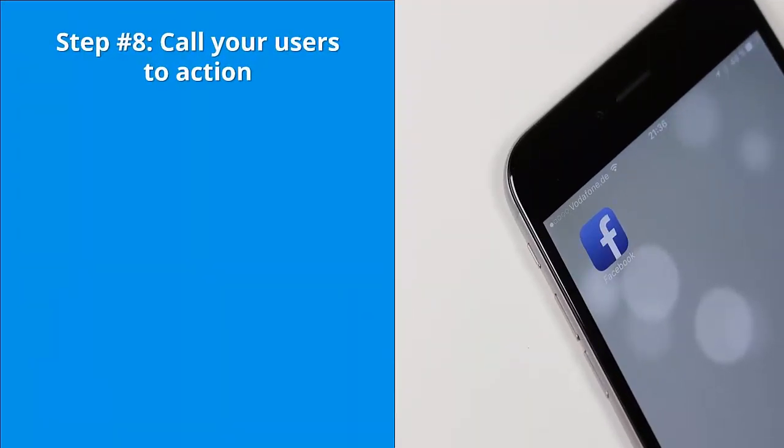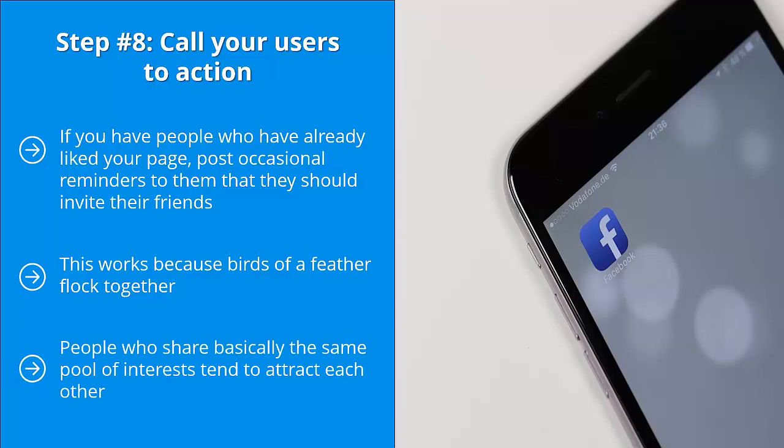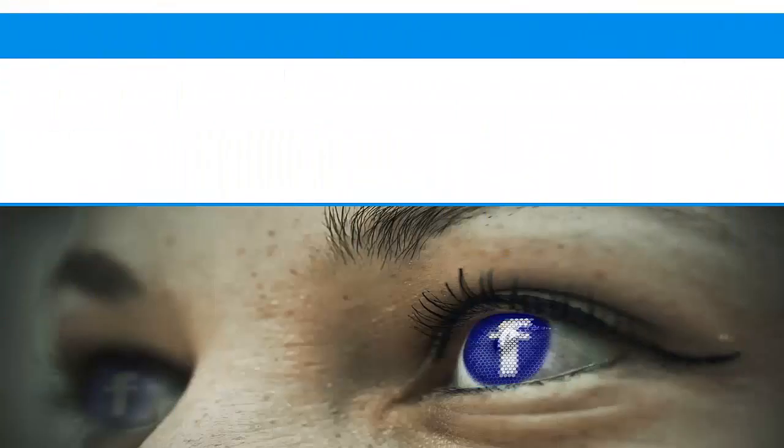Step number 8, call your users to action. If you have people who have already liked your page, post occasional reminders to them that they should invite their friends. This works because birds of a feather flock together. Seriously, the main reason why you are friends with people in the first place is because they share roughly the same set of interests as you. People who share basically the same pool of interest tend to attract each other. Take advantage of this fact by calling your page fans to action so they can invite their friends.